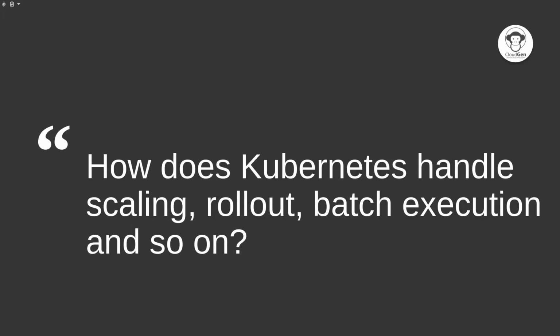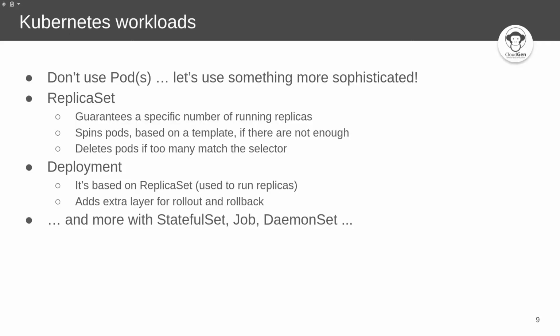So this is in the end what makes the workloads in Kubernetes. But I listed a lot of cool features that we have in Kubernetes. How does Kubernetes really handle things like scaling, rollout, batch execution, and so on, without human intervention? So let's see the trick, more or less. First of all, don't use the pods. Don't write your own pod for describing your application and asking Kubernetes to execute it, but let's use something which is more sophisticated.